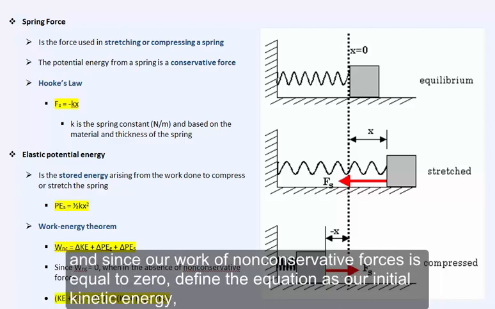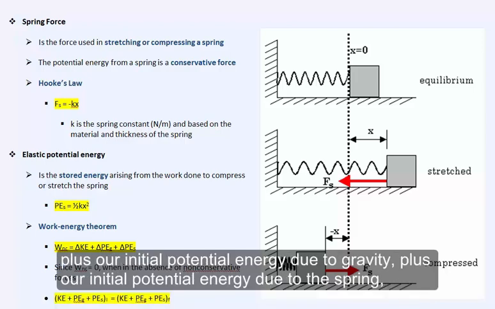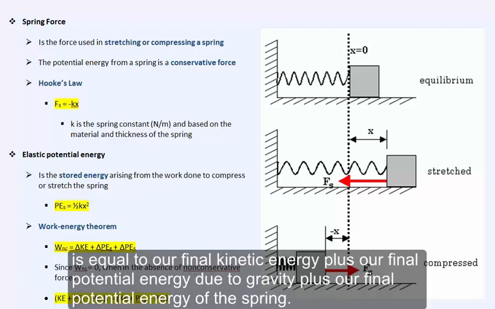And since the work of non-conservative forces is equal to 0, we define the equation as our initial kinetic energy plus our initial potential energy due to gravity plus our initial potential energy due to the spring is equal to our final kinetic energy plus our final potential energy due to gravity plus our final potential energy of the spring.